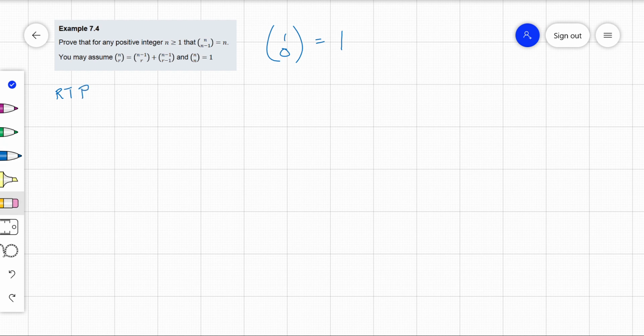So what are we required to prove? Let's write our P of k so we've got it. We're allowed to assume this one. All right, so what are we required to prove? We're required to prove that k plus 1, choose k, equals k plus 1. Look, we've got our assumption here, so we're allowed to use that, which is very handy.